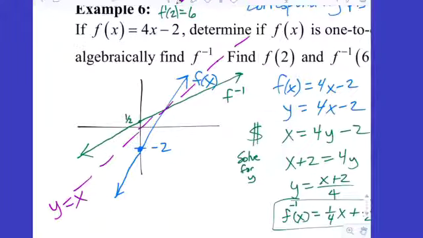We know how to do it algebraically. Switch x and y, resolve for y. Graphically, reflect across the line y equals x. We'll figure out why that works on Monday.